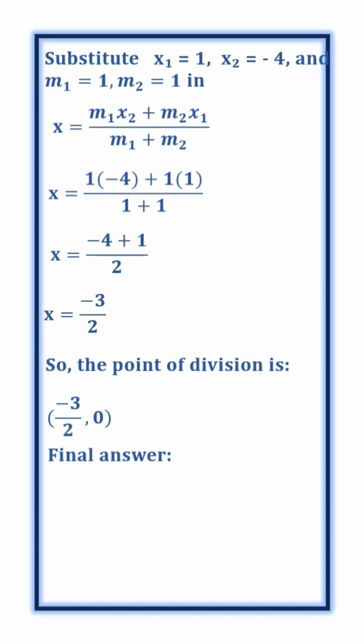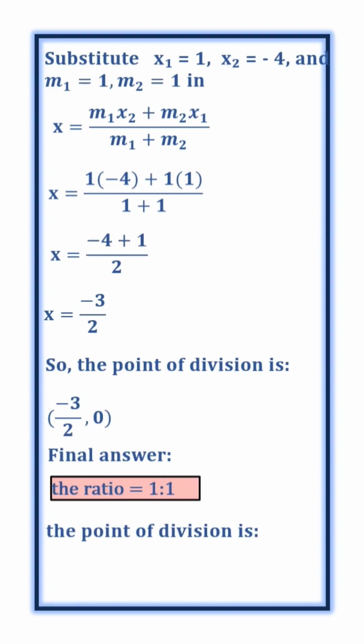So let us stress it once again. m1 is to m2, the ratio is 1 is to 1 and the point of division is (negative of 3 by 2, 0).